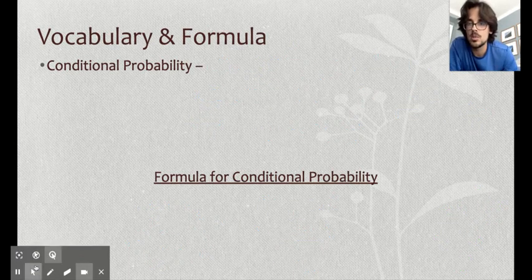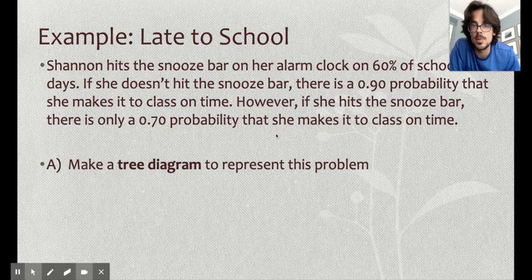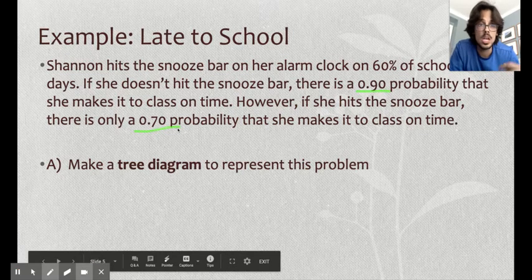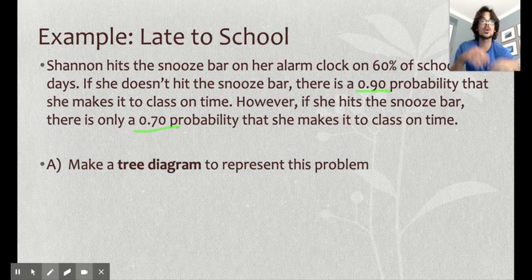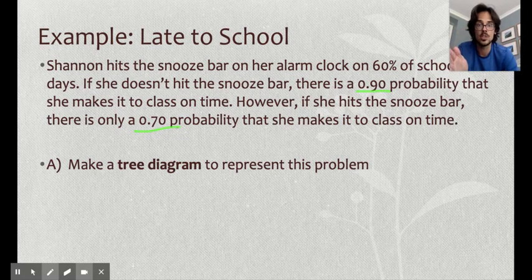So let's look at a fresh example. Shannon hits the snooze bar on her alarm clock on 60% of school days. If she doesn't hit the snooze bar, there's a 90% probability that she makes it to class. However, if she does hit the snooze bar, there's a 70% probability. This 90% and this 70% are both conditional probabilities. They are conditional because we already know what happened with the snooze bar. If she doesn't hit it, there's a 90% chance. If she does hit it, there's a 70% chance.